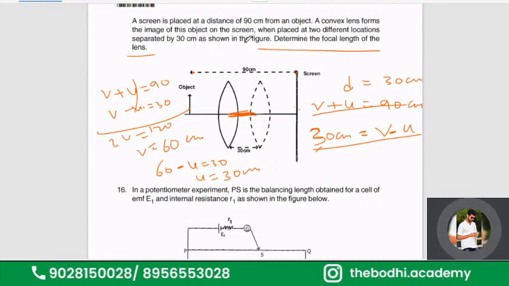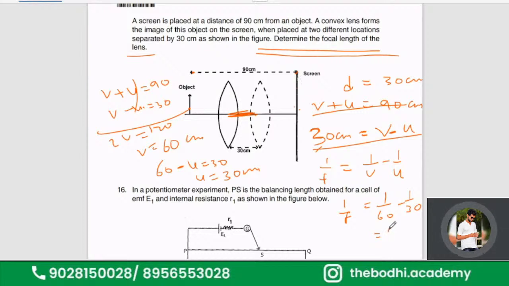Now the question was to find the focal length. So we have found my U, we have found the V. So now use the formula. 1 by F equal to 1 by V minus 1 by U. So 1 by F equal to 1 over 60 minus 1 over, negative 30. Object is always taken as negative, so the negative and negative will become positive. Object is always negative, right?